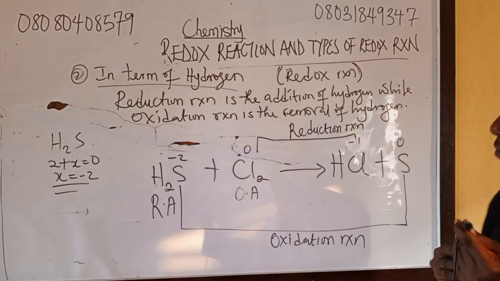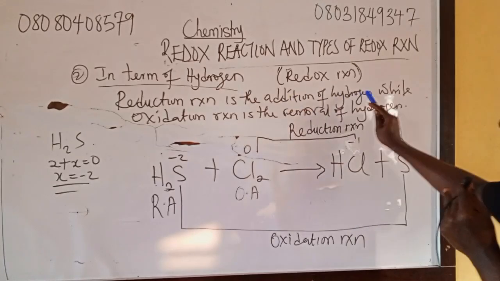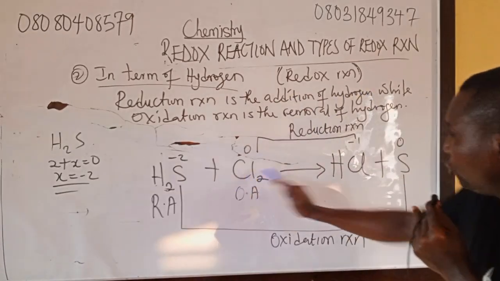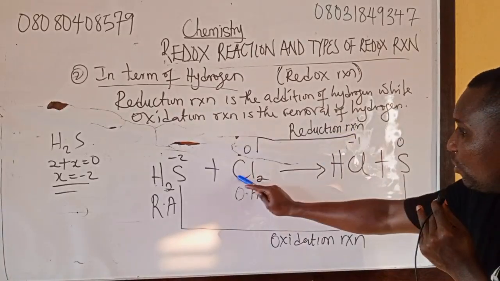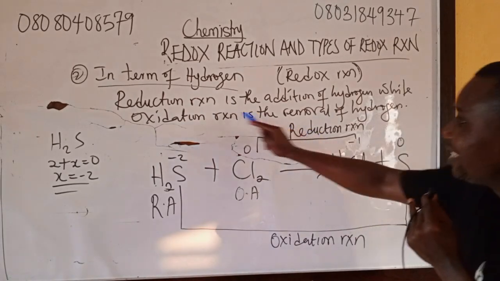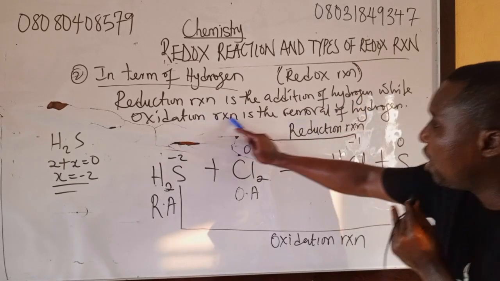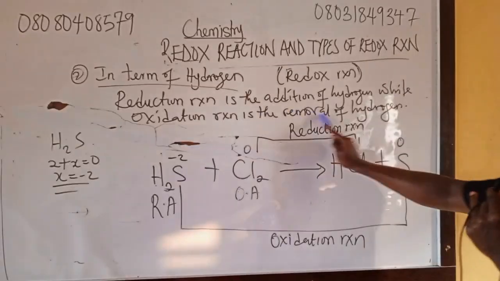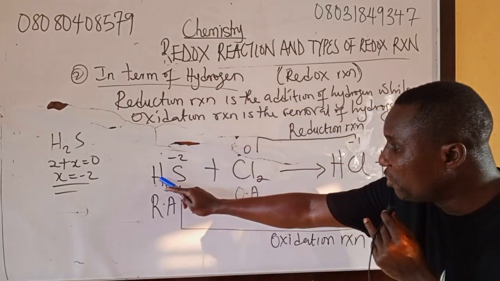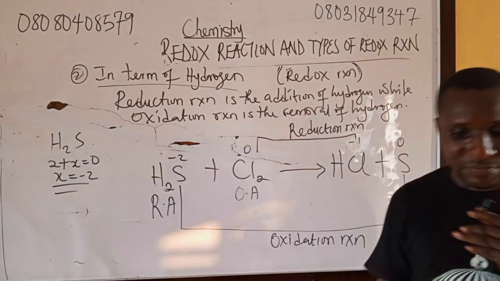Take note. Then what is the definition? Reduction reaction is addition of hydrogen. Can you see? Hydrogen has been added to chlorine. Oxidation reaction is the removal of hydrogen. Can you see? Hydrogen has been removed from sulfur. Oxidation reaction. Take note of that.